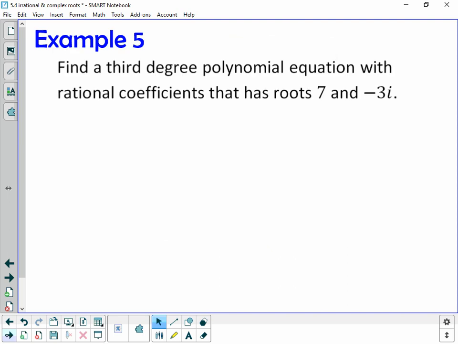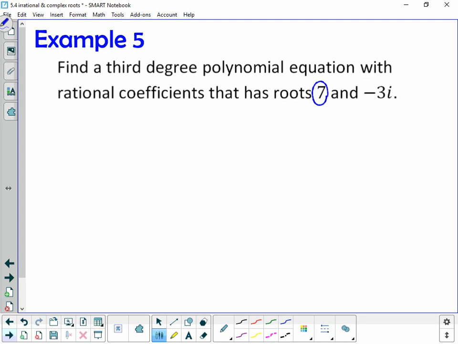Okay, we are almost done. We're going to look at 2 more problems right now. You might remember back in Unit 4, if I gave you the real roots of a polynomial, you could use that to write the intercept form of the polynomial, and then if you wanted standard form, you would just multiply that out. So we're going to find a 3rd degree polynomial equation with rational coefficients that has roots of 7 and negative 3i. This is very similar to those problems you've done in Unit 4.